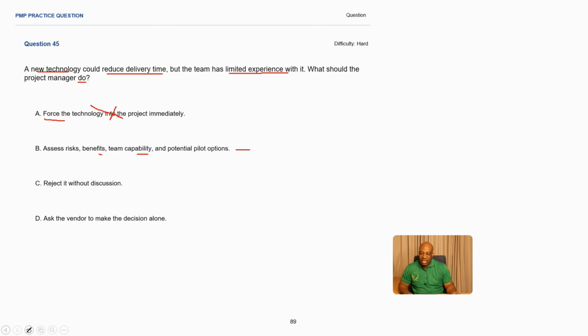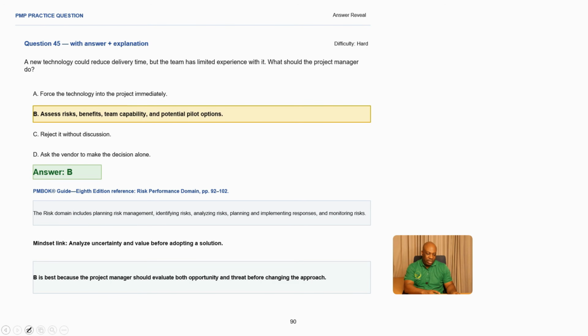Then C, reject it without discussion. Don't just reject things in a project. And remember, this is going to reduce some delivery time. So rejecting does not make sense. You need to make an assessment first. All right. Then D, ask the vendor to make the decision alone. You don't hand over the project management responsibility to someone else. So you cannot just ask the vendor to do this, making this one incorrect.